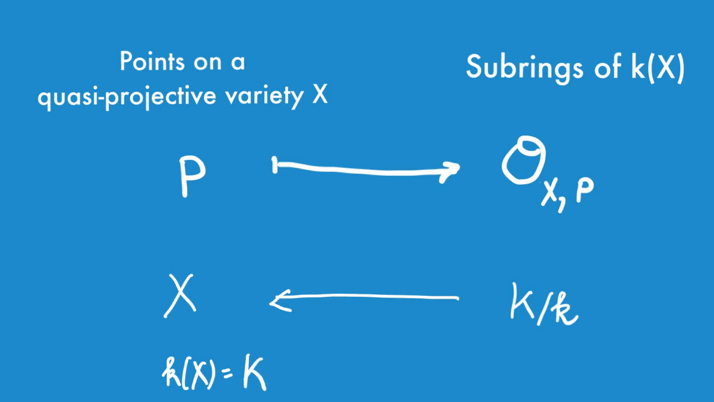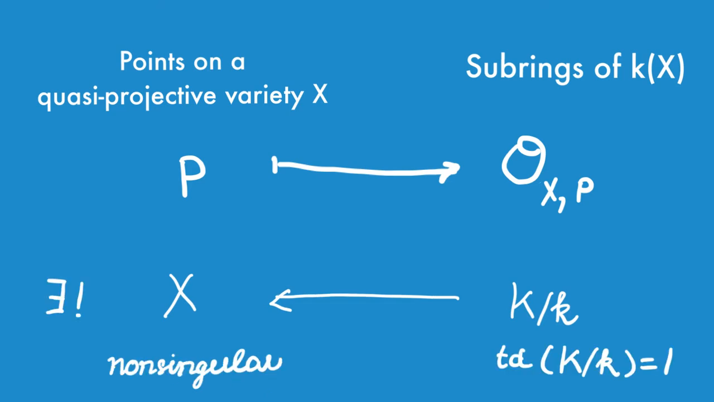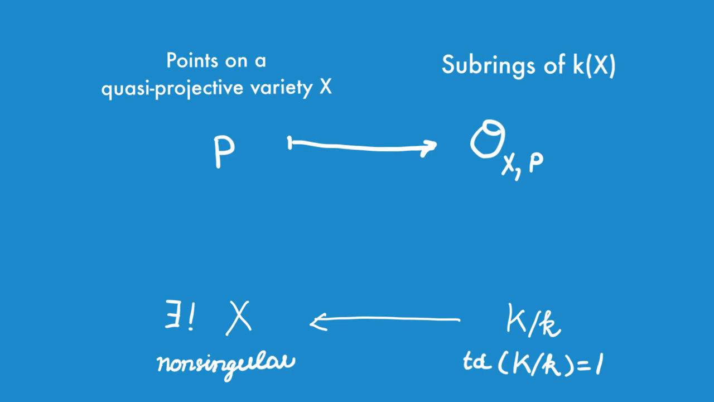In general, such an X is not going to be unique, but it is unique in the case when big K is of transcendence degree 1 over little k, and if we require X to be non-singular. In the case when big K is a function field of transcendence degree 1, then for a certain type of subrings of big K, there always exists a certain variety X such that this ring is the local ring at a point of X. That is the idea underlying the construction of this non-singular variety.